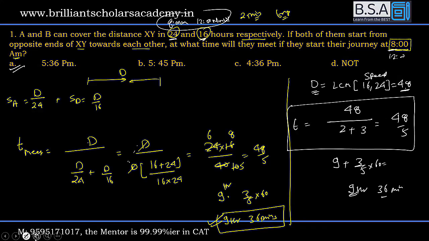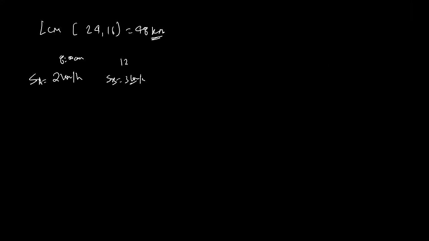If you want to solve this effectively, the best way is, again, you imagine the LCM of 24 and 16 as 48. Imagine 48 kilometers are there. So the speed of A is 2 kmph. The speed of B is 3 kmph. This one starts at 8 a.m. This one starts at 12 noon.